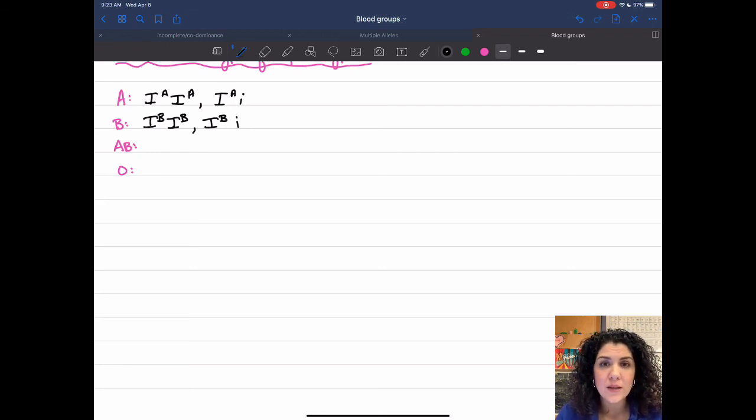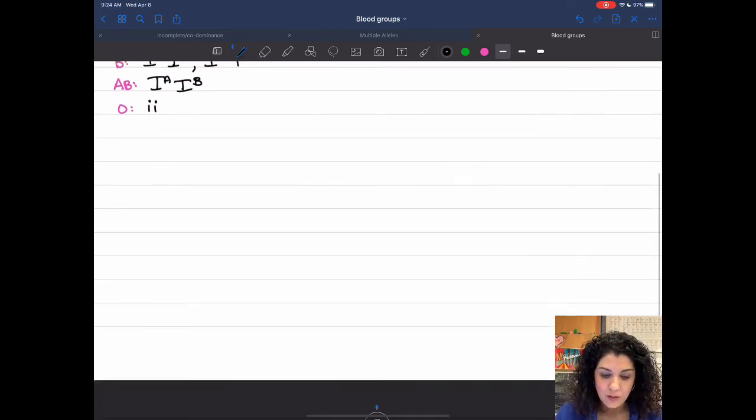For AB, this is where the codominance comes into play. So for AB here, I would have IA and IB. So if I have A and B together, I would get the AB blood type. And the only way I can have O as a blood type is if I have both of the little recessive alleles for the gene, okay?